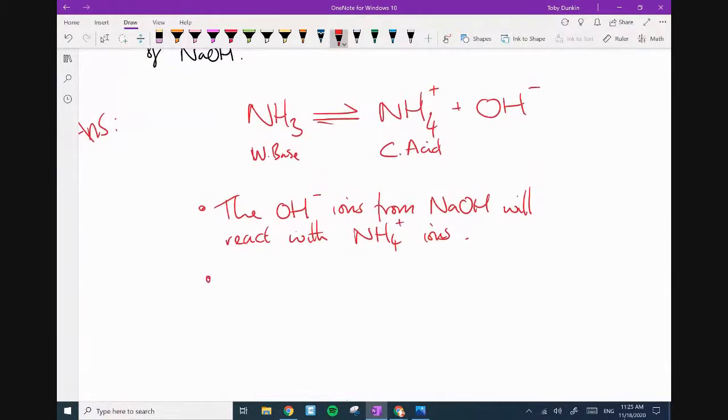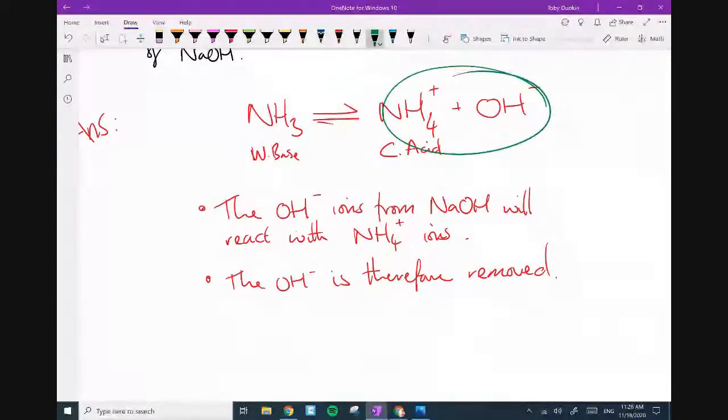It is therefore going to be removed. The OH minus is therefore removed. If these are going to react, it's going to become ammonia. And water. There's the other product that I'm going to get, guys. If I want a balanced equation, there you go. It's going to form water.